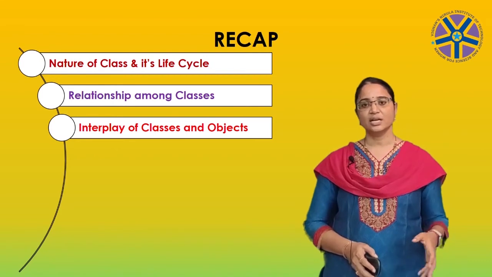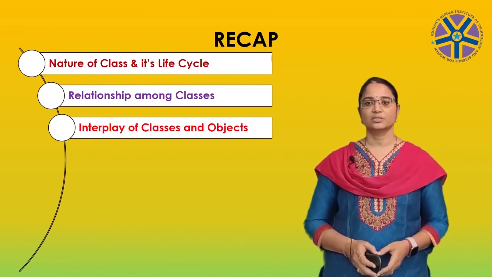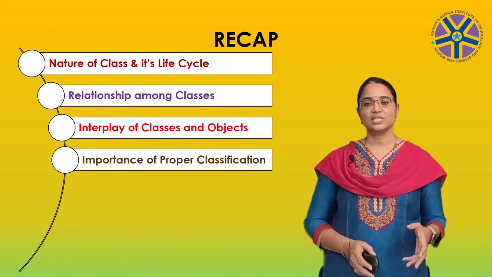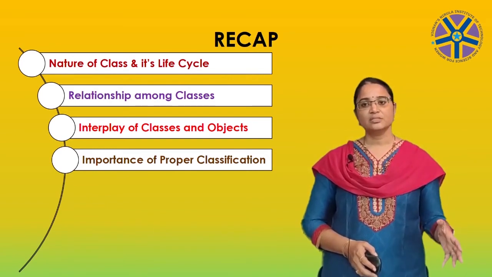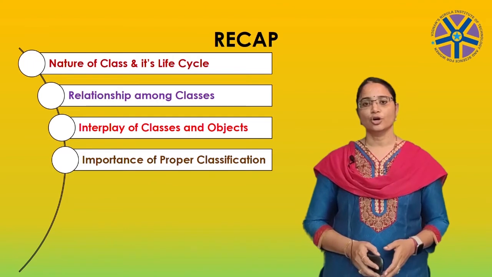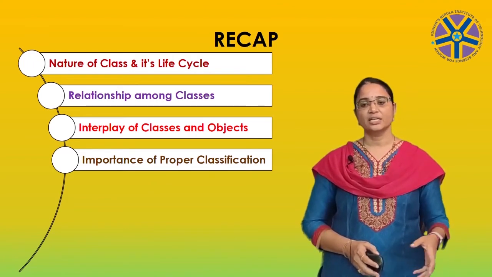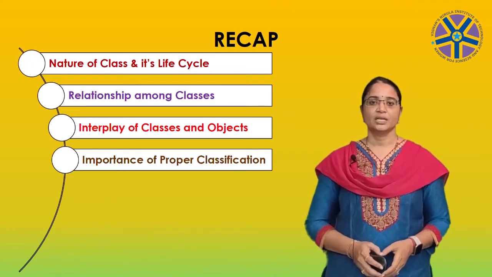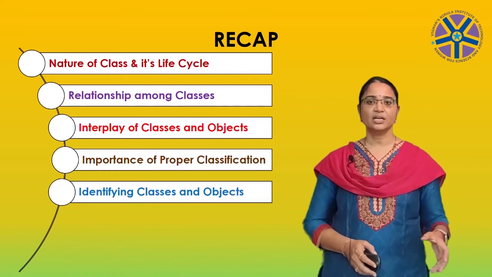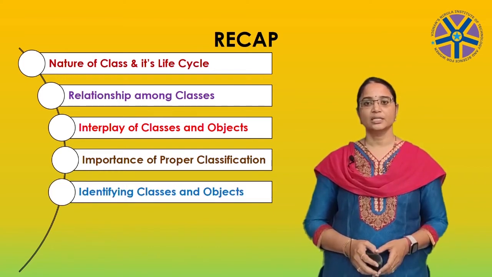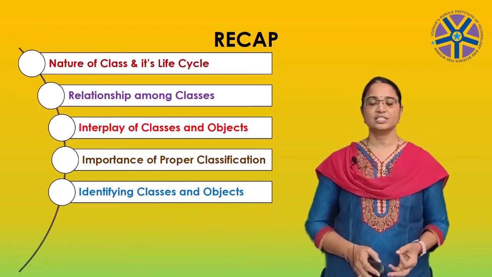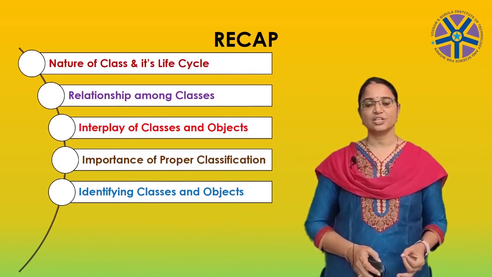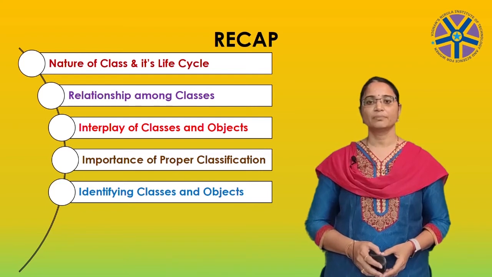Next, we have seen the interplay of classes and objects. And next, we have seen the classification. Classification means whereby we order the knowledge. Here we have seen the difficulty of the classification. Next, we have seen identifying the classes and objects. In this, we have seen three types. First one is classical categorization, second one is conceptual clustering, and third one is prototype theory.